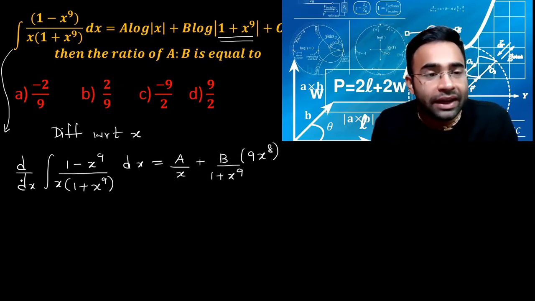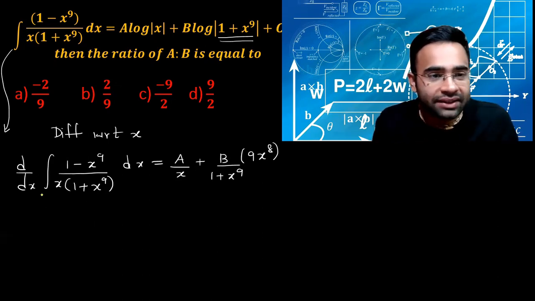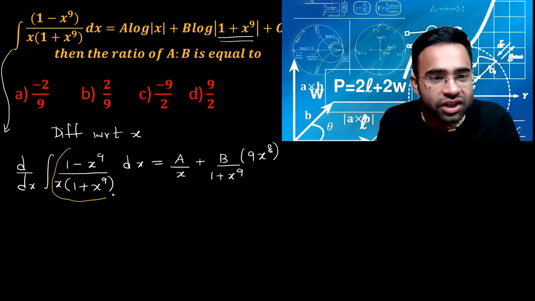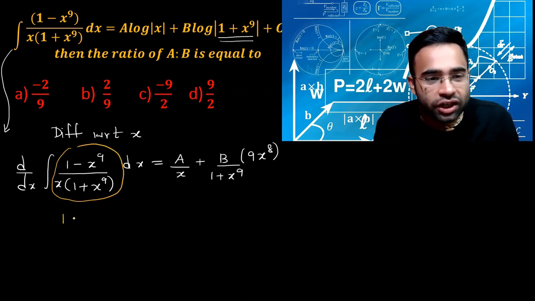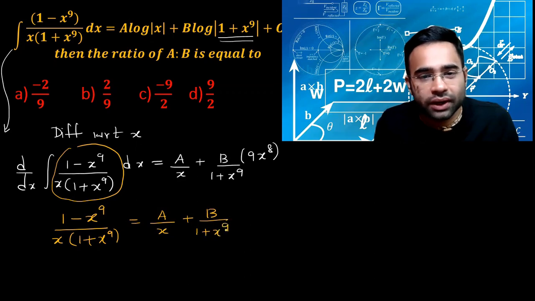Now remember, kids, this is derivative of antiderivative. Integration is antiderivative. And the derivative of antiderivative, what will happen? You will get the function itself. So they cancel each other, and you are left with only the function. So you get a function here, 1 minus x raised to 9 upon x into 1 plus x raised to 9. And here it is a upon x, plus b upon 1 plus x raised to 9 into 9x raised to 8.